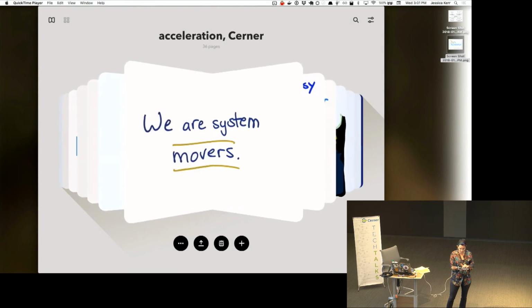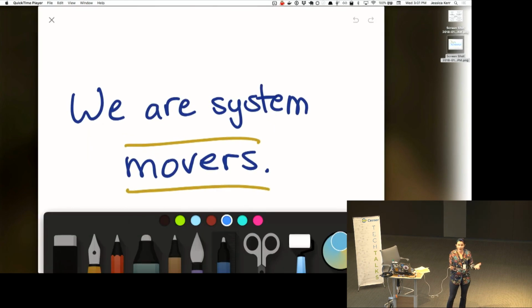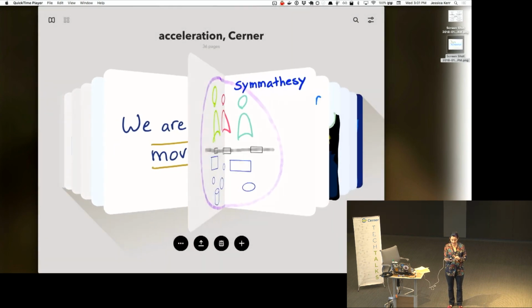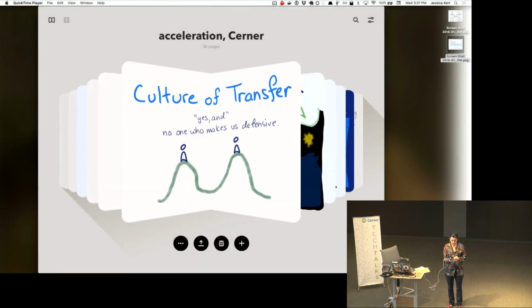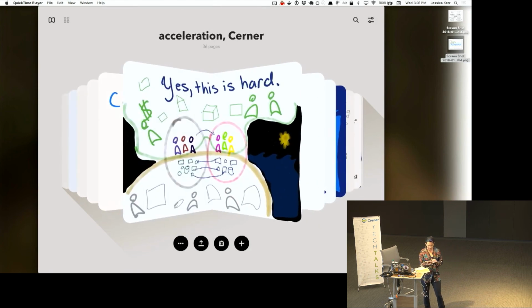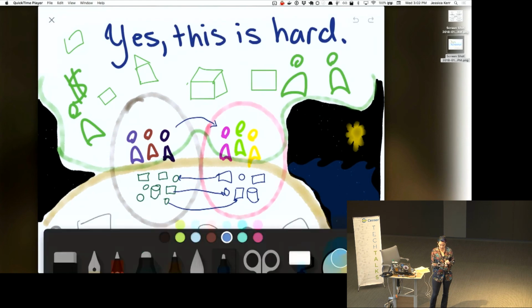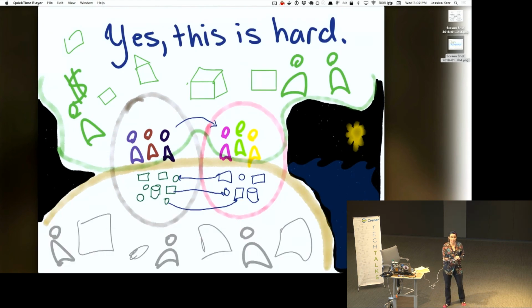So tests are freedom. Because we're not writing systems. We're moving systems. We're not working in a vacuum. We're not all playing with greenfield toys. The only time I ever write a system is for my own entertainment on the weekend. I am moving systems. And that means I need some deep understanding. And I'm already late, so I don't have time for cultures of transfer. But yes, this is hard.